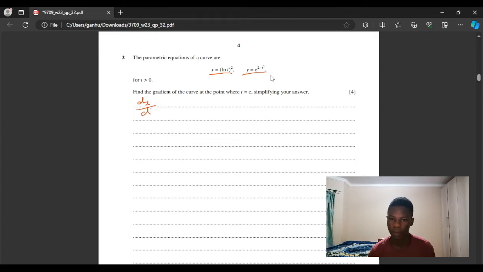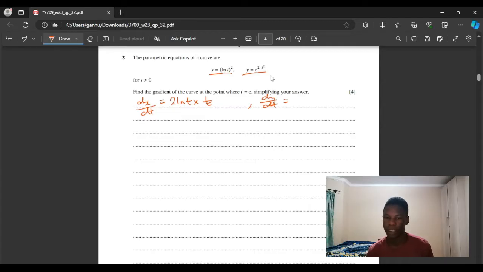So dx/dt would be, let's bring down our power, that's 2 ln t. If you differentiate ln t, you get 1 over t. And then we've got dy/dt. You drop your power, there's 2. We differentiate 2 minus t squared, we get minus 2t, e to the power 2 minus t squared. Okay, so let's just simplify dx/dt further. dx/dt is equal to 2 over t, ln t.